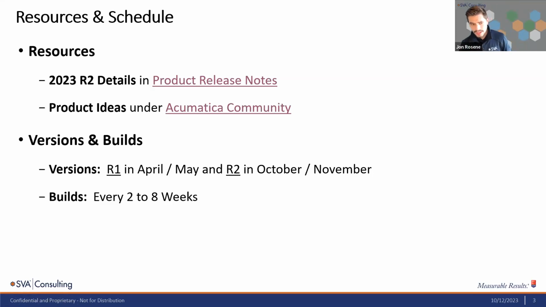As we get into the Acumatica versions and builds here, so some clarification around that. Acumatica has two major releases every year, R1 and R2. R1 is typically released around the April timeframe, with R2 here in October. Between these major releases, there's going to be build updates that occur for bug fixes, minor improvements within the system based off of known issues that have been reported. Those can occur anywhere from 2 to 8 weeks, depending on the release.